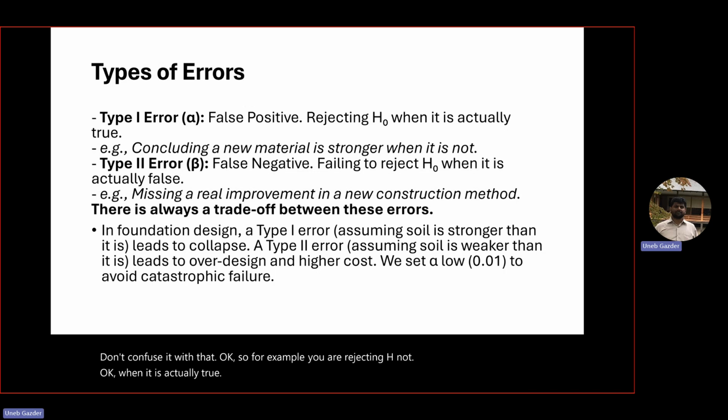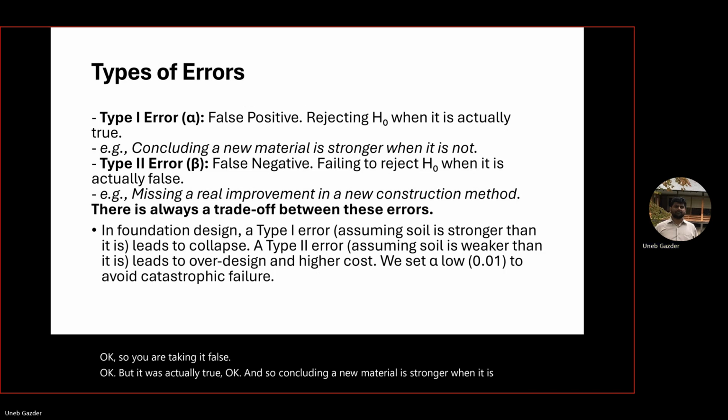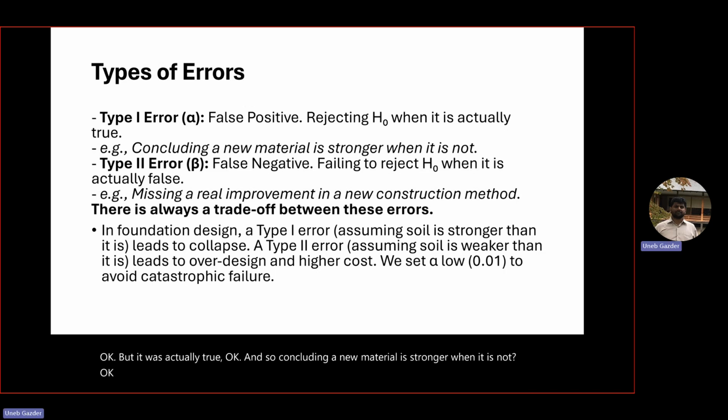Okay. So you are taking it false, but it was actually true. And so concluding a new material is stronger when it is not. So you rejected the null hypothesis. You assume that the old one and the new one are not equal, but actually they were equal. So you rejected the null hypothesis when they were actually equal.